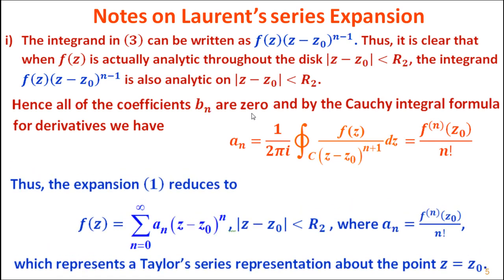So, thus the expansion 1, that is the Laurent series expansion, can be reduced to f(z) = summation of a_n (z − z0)^n, where |z − z0| < r2, and a_n is the nth derivative of f at z0 by n factorial, which represents the Taylor series representation about the point z = z0. That means we have deduced the Taylor series from the Laurent series expansion.